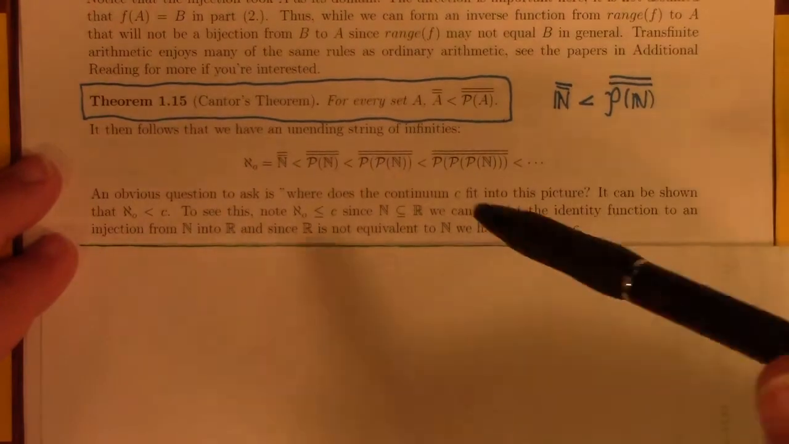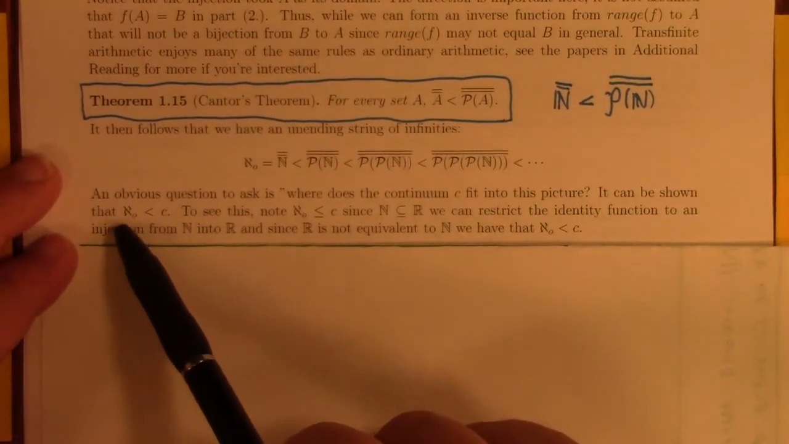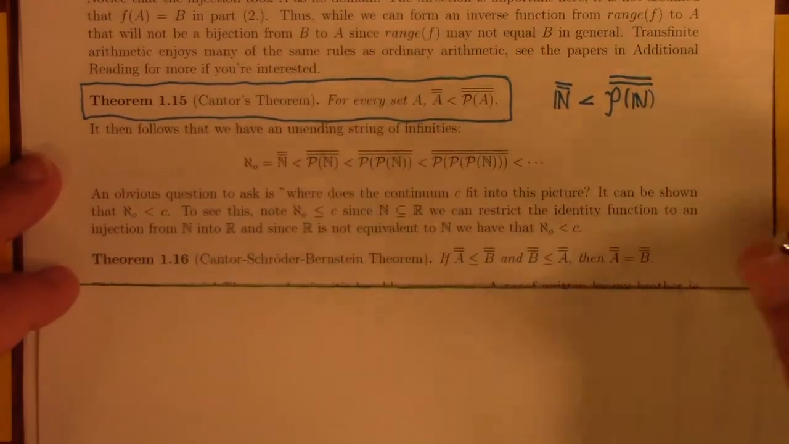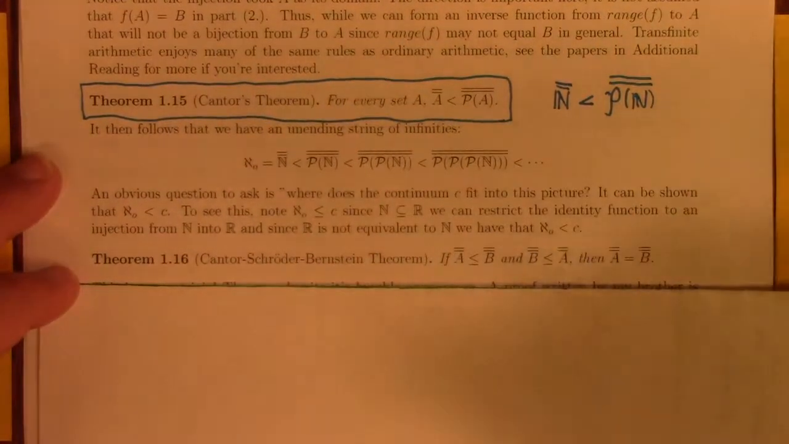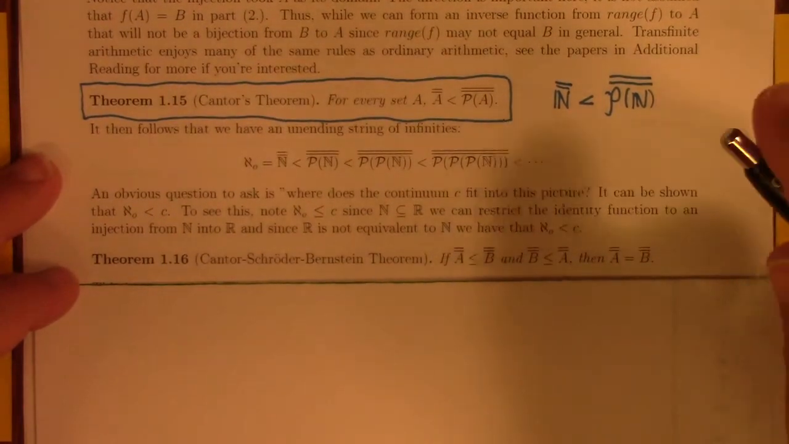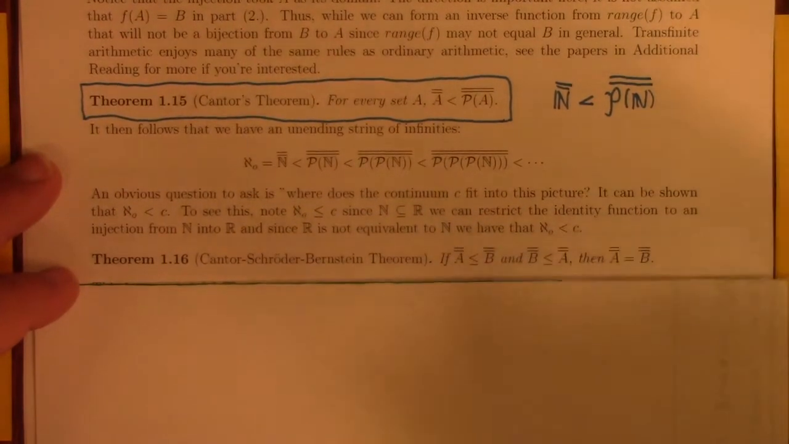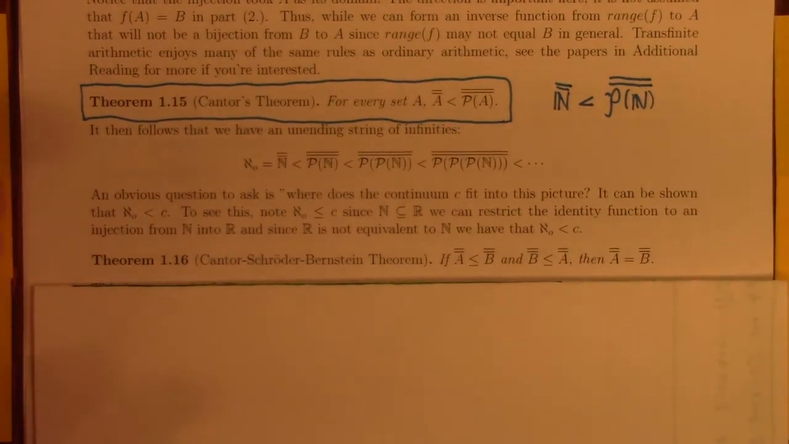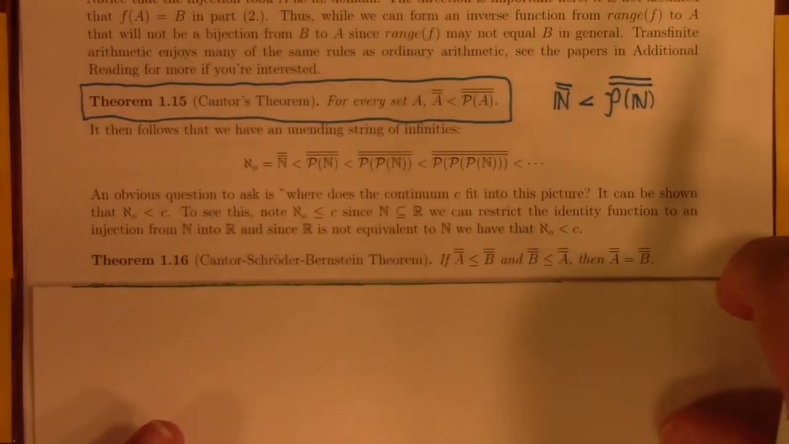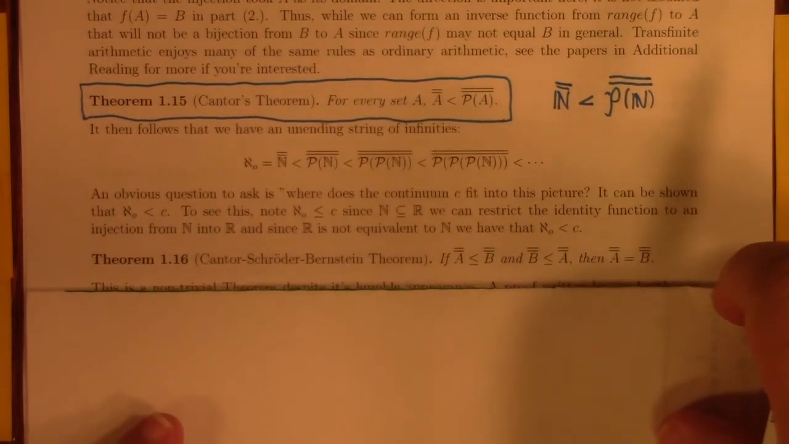So that essentially proves that aleph naught is less than C, right? So that's pretty interesting. Now, I haven't answered the question where aleph naught fits yet, have I? I mean, where the continuum fits yet.